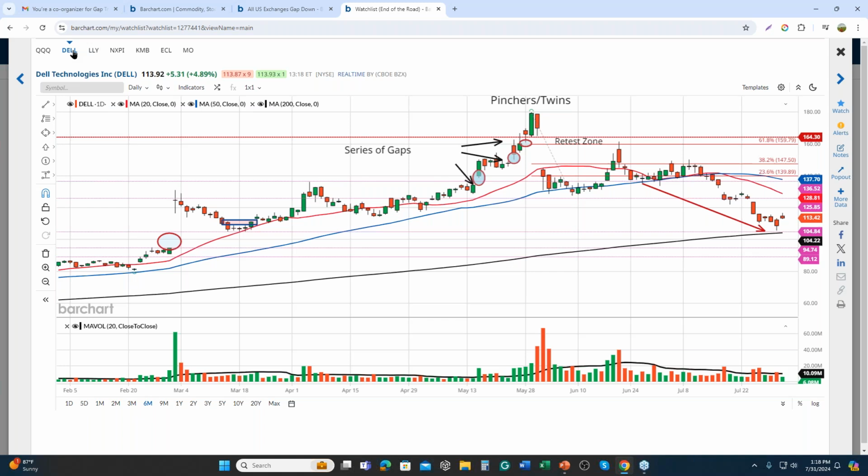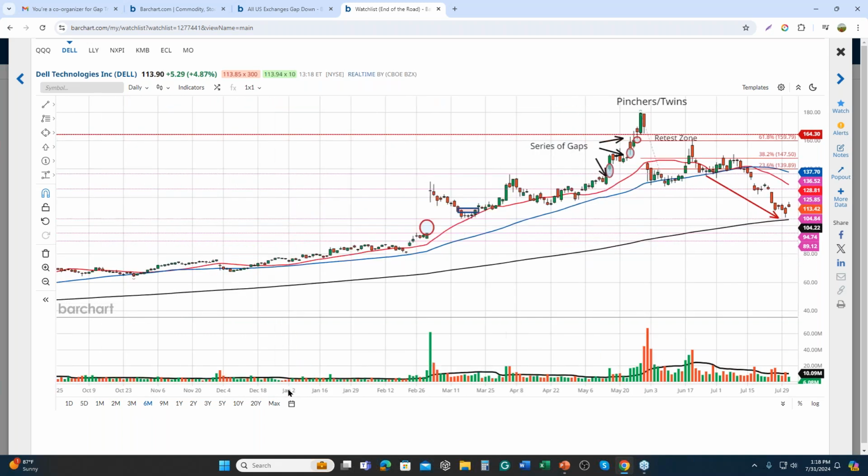So here's Dell. And again, notice our series of gaps as we lead to our peak. In this case, yes, we have a nice little trend line that's been going since December, but you can see in the last few days or last few weeks, it kind of went parabolic.